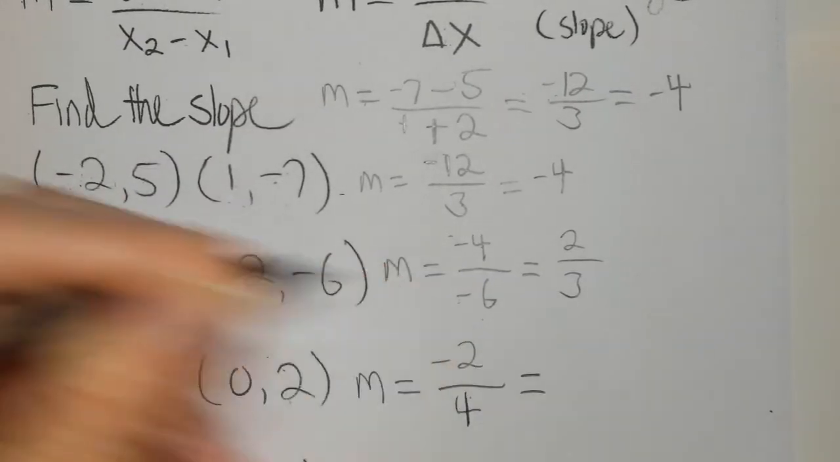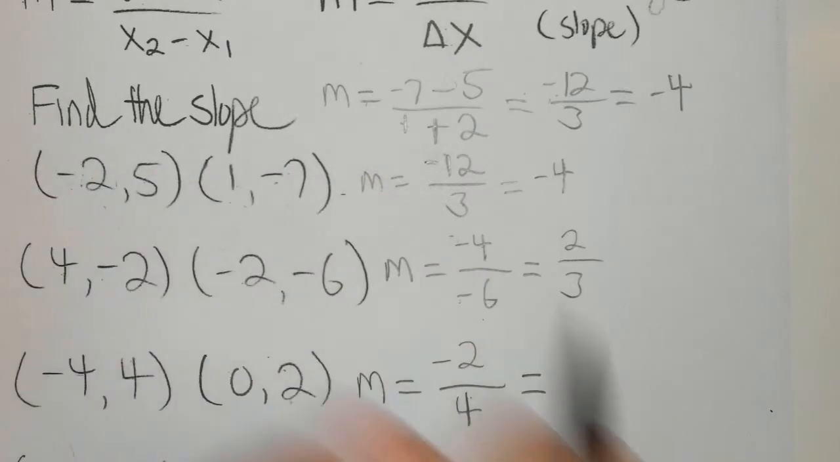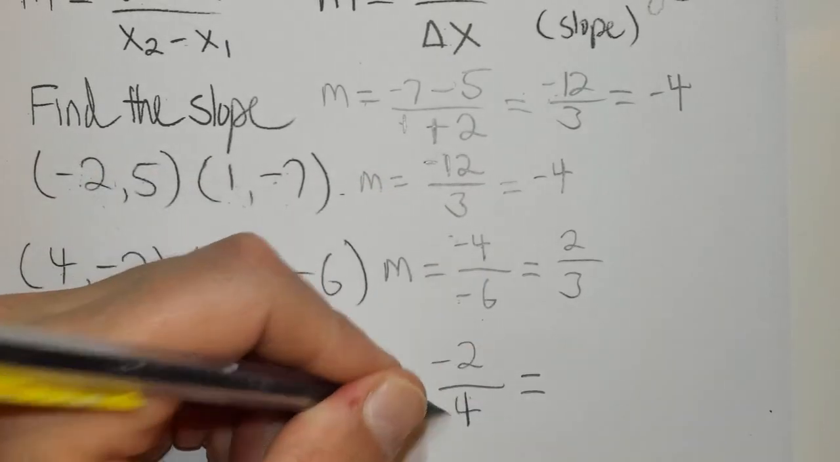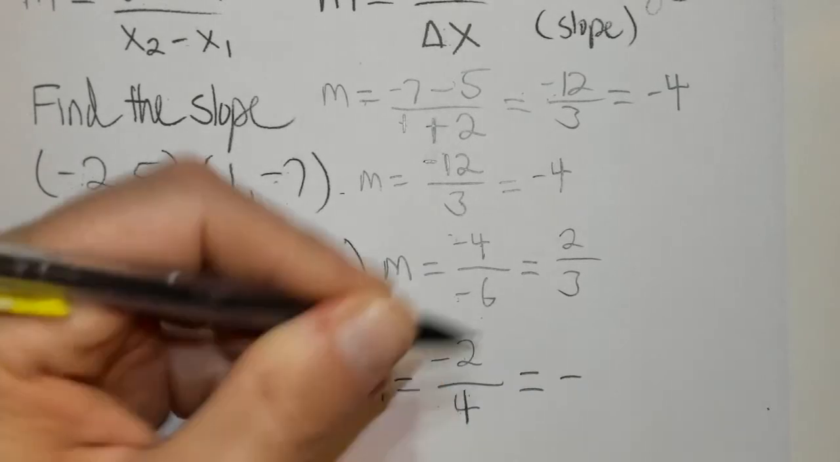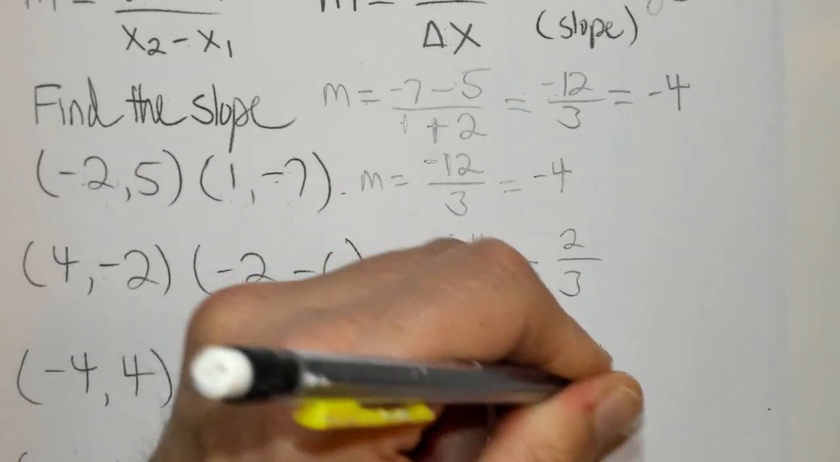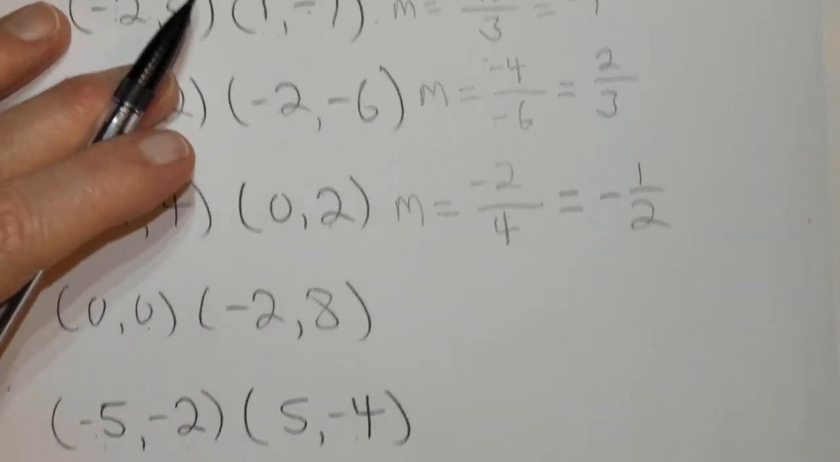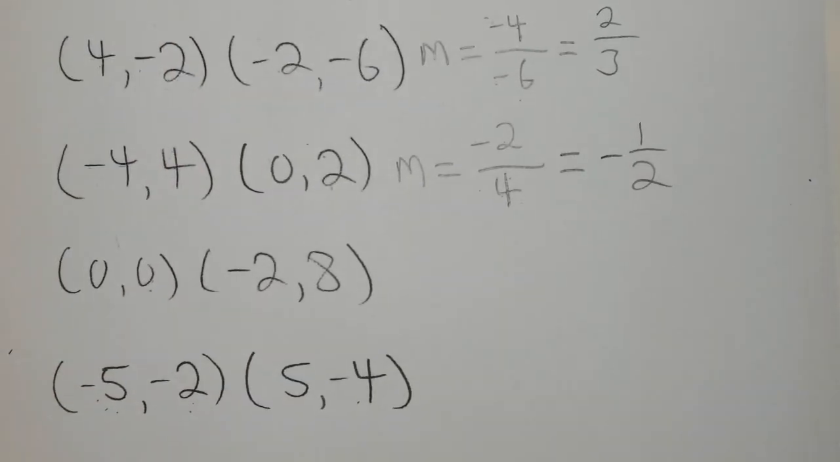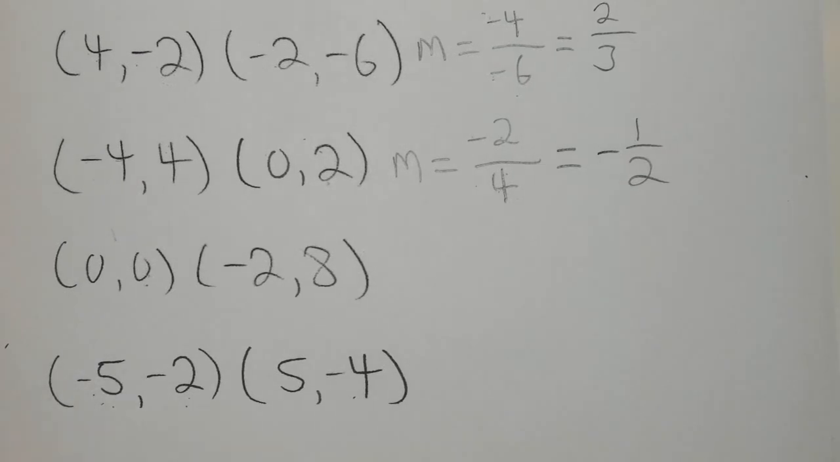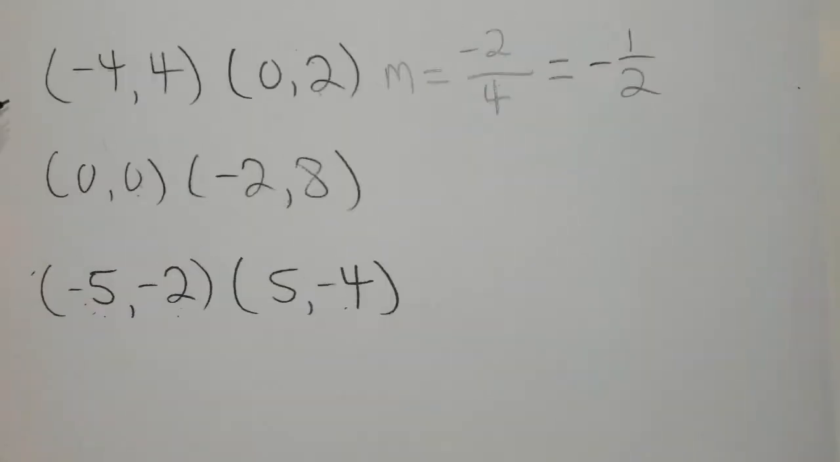And now I just need to reduce that fraction, and so negative divided by positive is a negative. 2 over 4 reduces to 1/2. -1/2 is my slope on this one. All right. So again, we're just using the formula in order to find the slope of the lines. Here's the next one that we're looking at here.